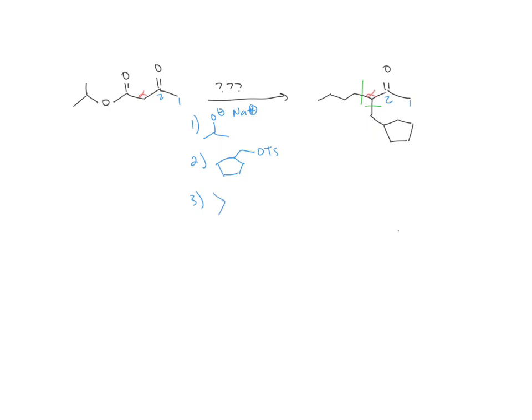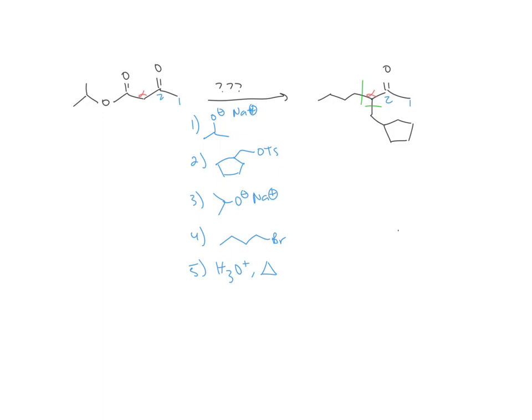Then I can add isopropoxide again. And then I'll add my 1, 2, 3, 4 carbons. So 1, 2, 3, 4. And then maybe I'll use bromine on this one to get on that other piece. And then my last step, I need to hydrolyze that ester away and add some heat so I can do the decarboxylation. And that should give me that product.